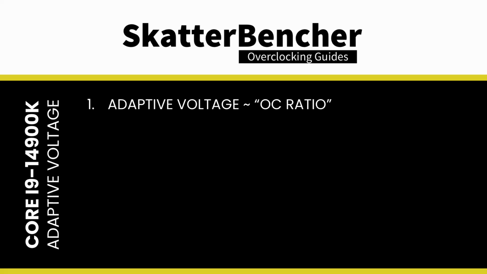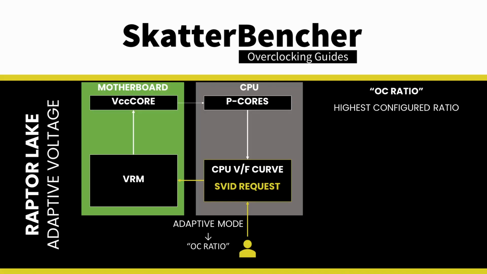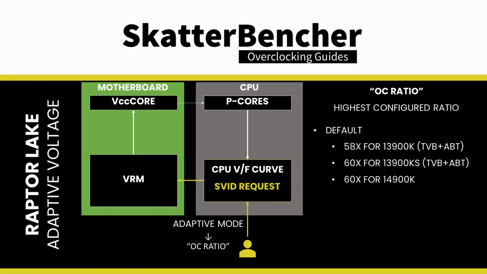In adaptive mode, there are 4 important rules that govern the CPU voltage. 1. The adaptive voltage is mapped against the OC ratio. The OC ratio is the highest ratio configured for the CPU. When you leave everything at default, the default maximum turbo ratio determines the OC ratio. In the case of the 14900K, that ratio would be 60x. When you manually overclock, the OC ratio is the highest ratio you configure across all the various settings and options.